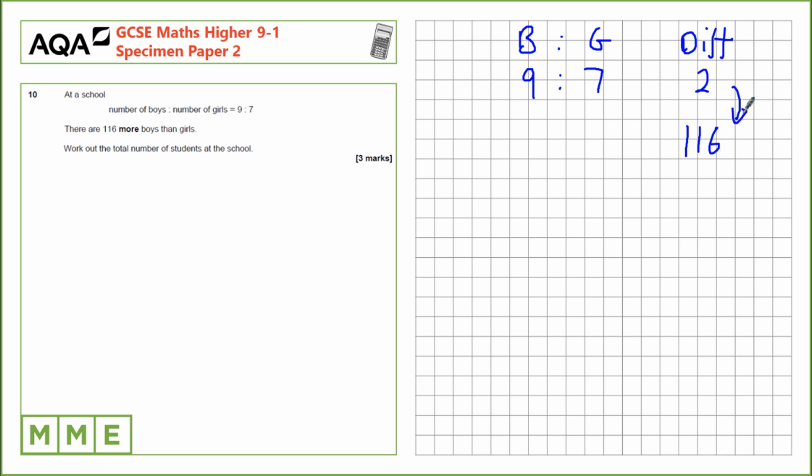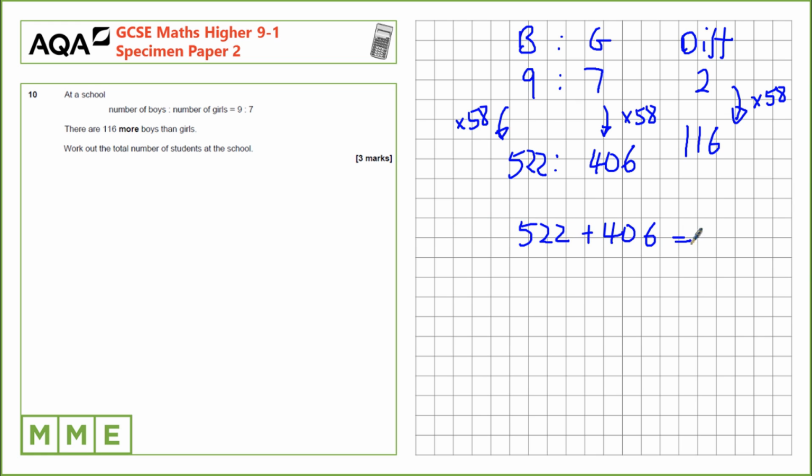To get there, we see what we need to multiply 2 by to get to 116, that's 58. Next, let's multiply both parts of the ratio by 58 to find out the new ratio of boys to girls, the actual number of boys to girls in the school. 9 times 58 is 522, and 7 times 58 is 406. They're the actual numbers of boys and girls in the school now. So, to find the total, we just need to add these together. 522 plus 406 is 928 students in the school.